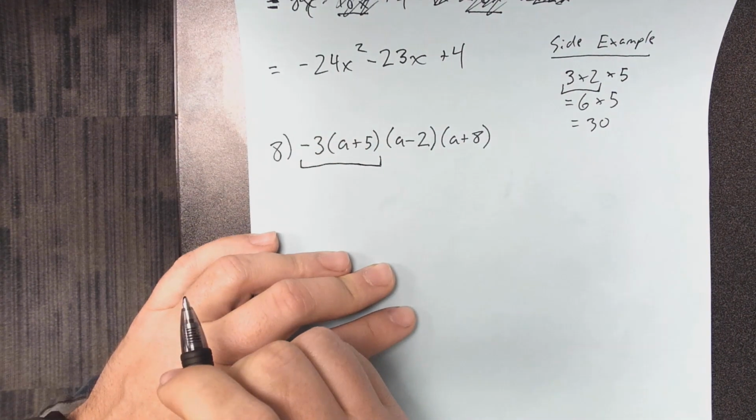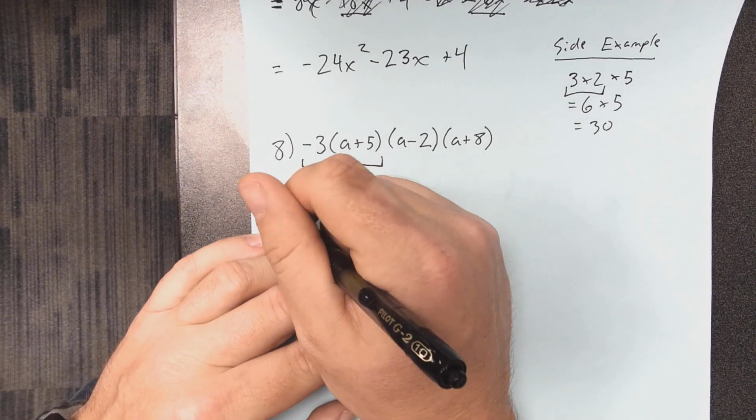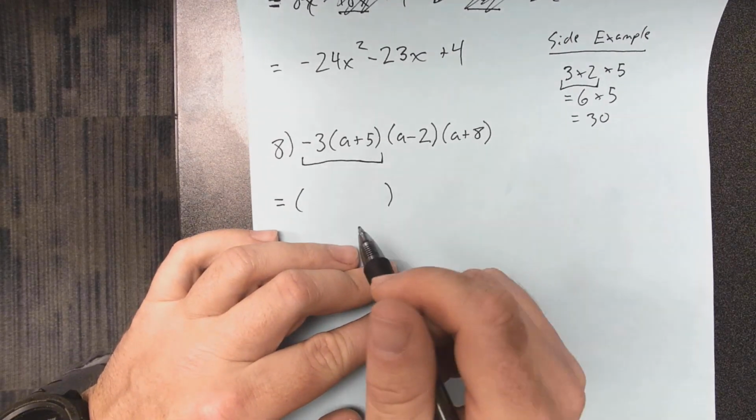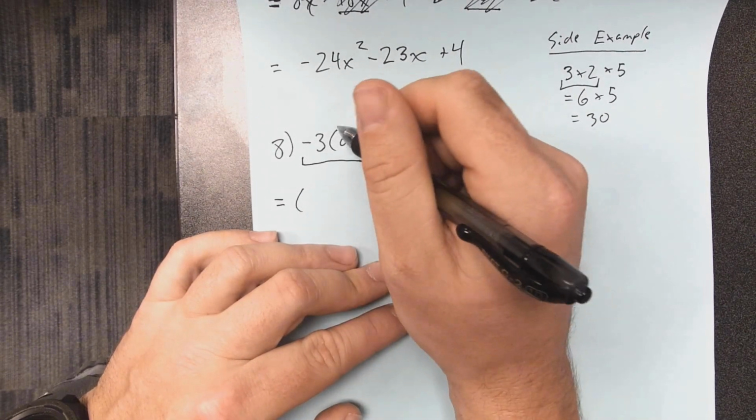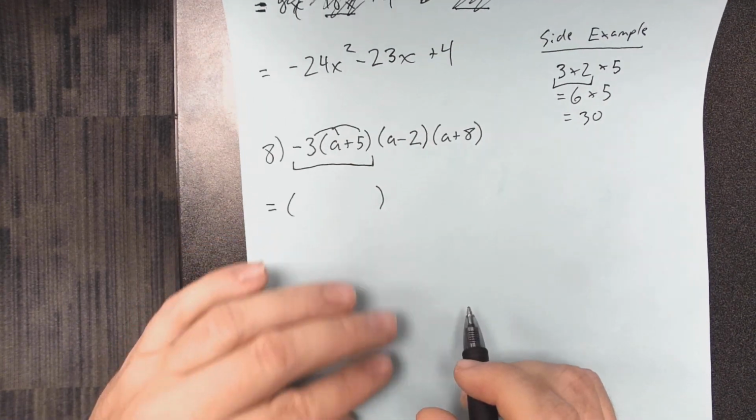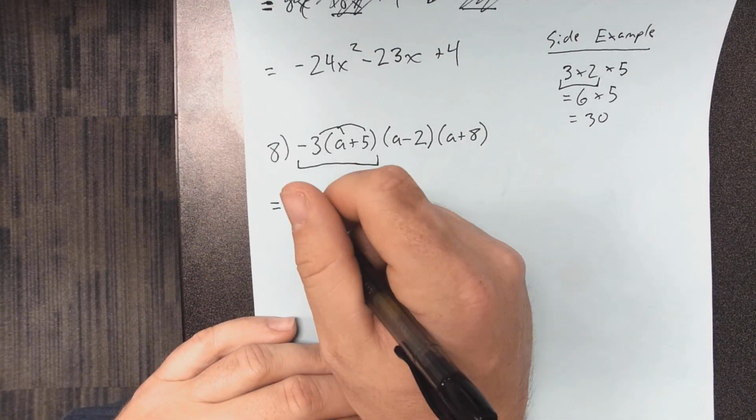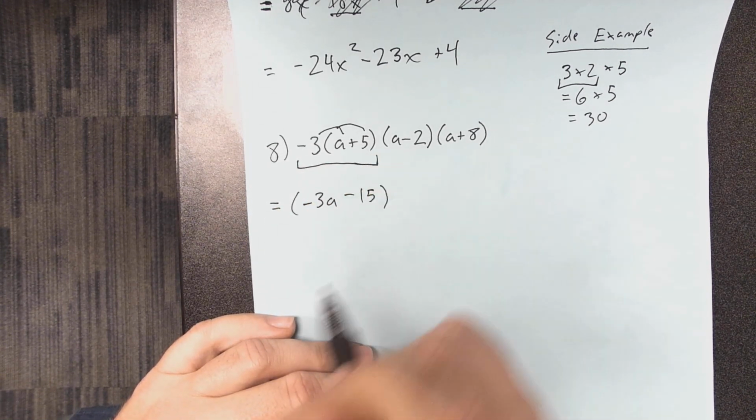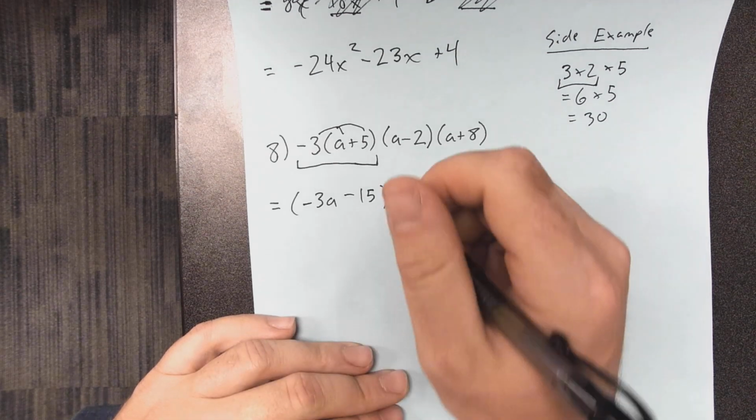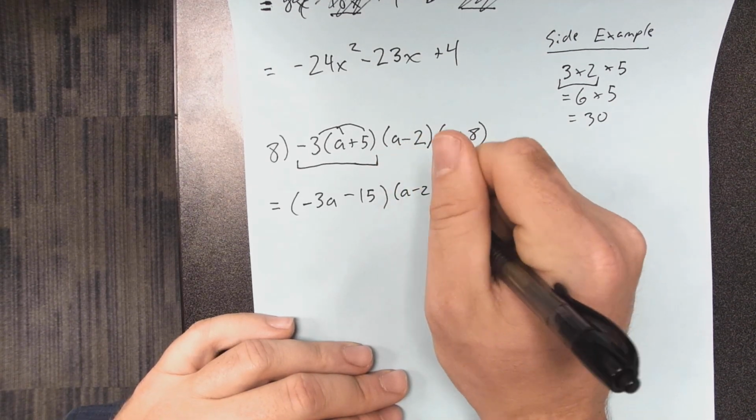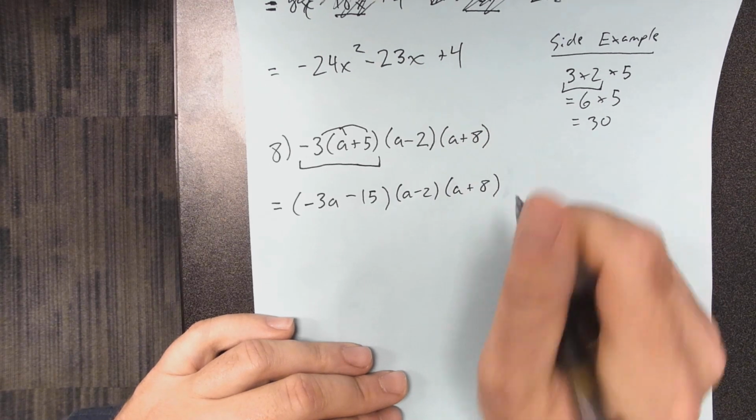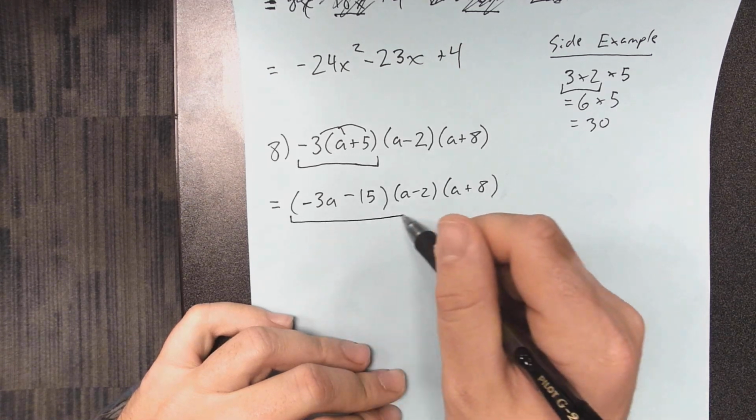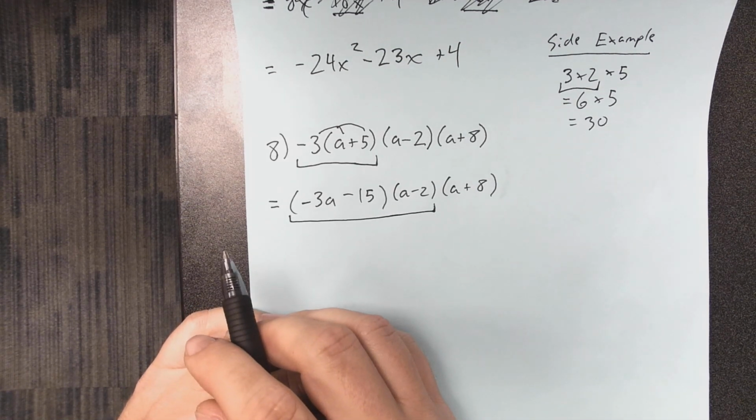I'm going to start by multiplying these two. I've got to keep it in parentheses because I'll have to distribute additionally. So I got negative 3 times a and negative 3 times 5. You have to distribute, so that's going to be negative 3a, and then negative 3 times 5 is minus 15. Then bring everything down. I'm just going to multiply one pair at a time. Now I'm going to multiply these two. This is where I've got to FOIL.